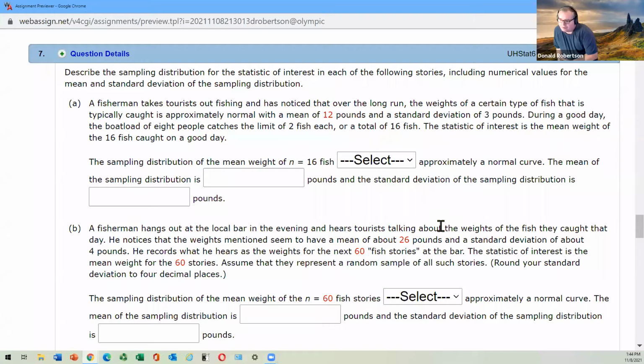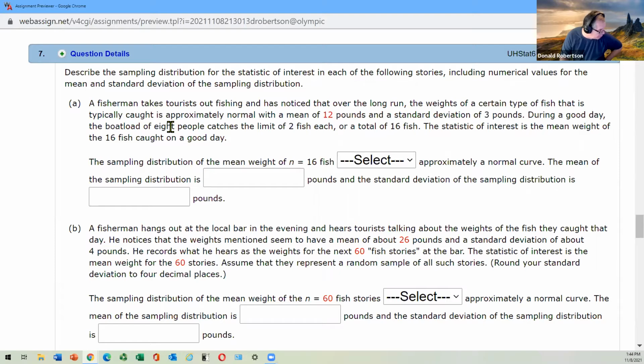Anything you want me to talk about? Does this seem reasonably straightforward, how we're applying what we've got? Here's another one then. A fisherman takes tourists out fishing and he notices that over the long run, the weight of certain fish is typically approximately normal. The mean is 12 and the standard deviation is 3, right? So we're assuming that's mu and that's sigma, okay?